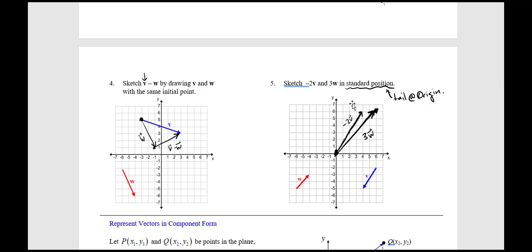Let's stop this video here and pick up trying to express vectors more algebraically, not just in pictures, but actually as symbols. Let's see how we do that in the next video.